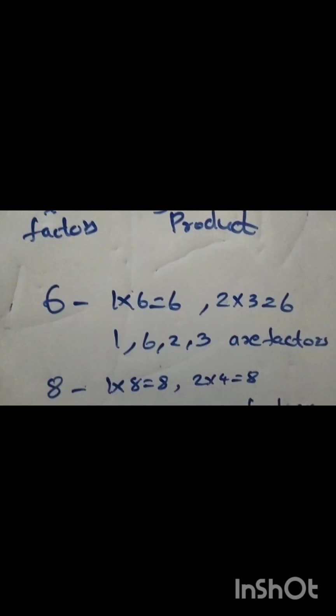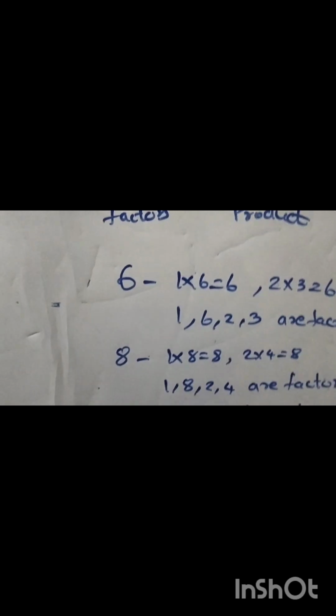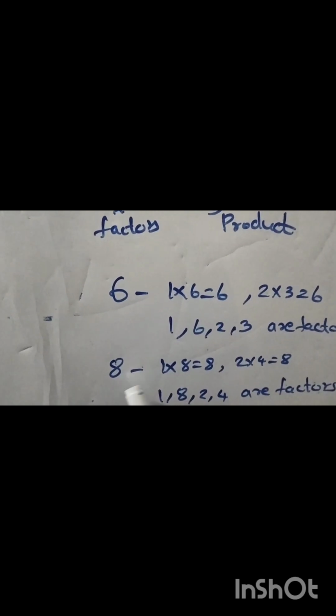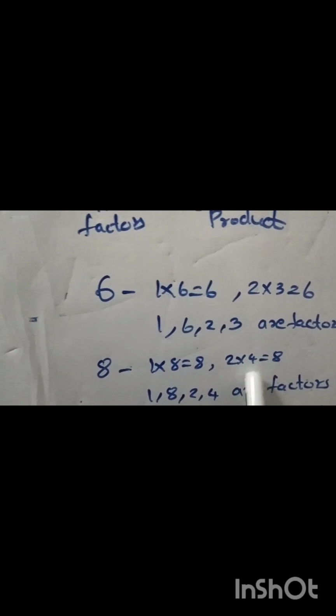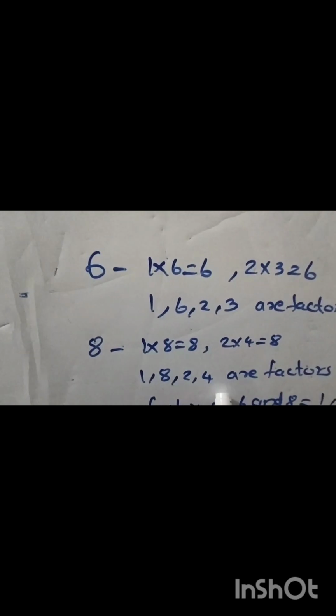One question: find the factors of 6. How do we find them? 1 into 6 equal to 6, 2 into 3 equal to 6. So 1, 6, 2, 3 are the factors. Then we can find the factors of 8. 1 into 8 equal to 8, 2 into 4 equal to 8. So 1, 8, 2, 4 are the factors.